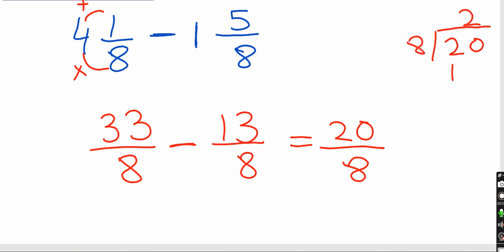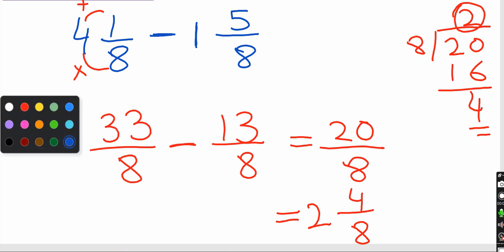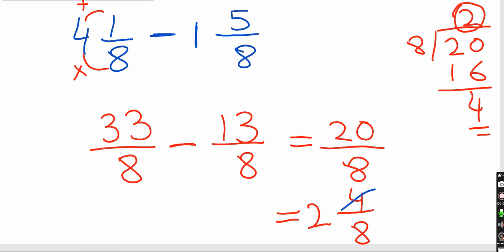8 2 times is 16 and 4 left. So the top number will become the whole number, the denominator remains in its own place, and this 4 will go on the top. And one more thing we can do here is reduce the fraction and make it simpler. Dividing by 4, 4 by 8 becomes 1 by 2, and the answer will become 2 whole 1 by 2.